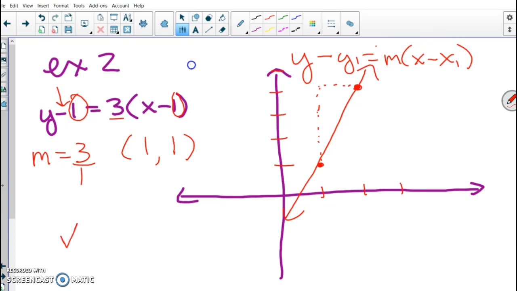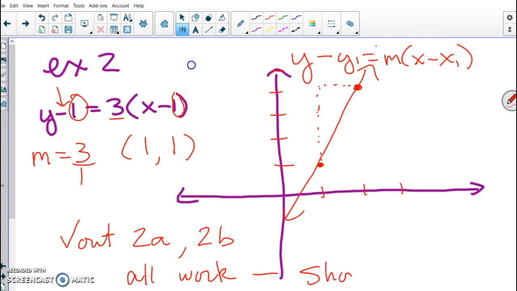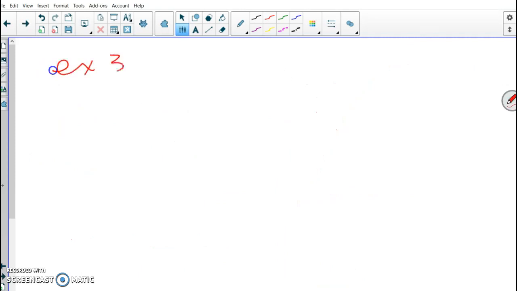Let's do check it out 2A and 2B showing all work and graphing, and then please show me your solution. So in example 3, what we're going to do is write the linear equation in slope-intercept form. But we're given a point again and a slope.